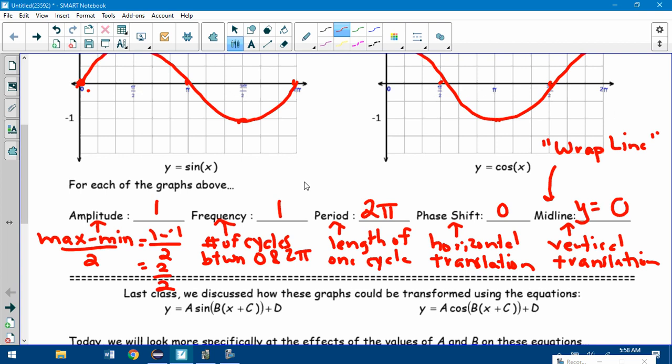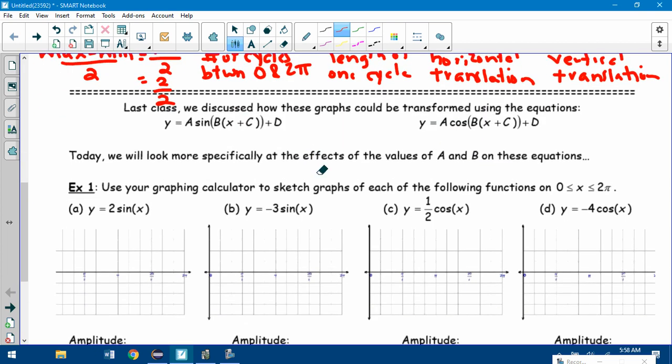Okay, so today we're going to look more specifically at the equations. And we're going to look at the effects of A and B in these equations. So it says using your graphing calculator, sketch windows of each of the following between 0 and 2 pi. It's a good idea for you to get practice sketching these. You want to be in radian mode. And the reason I know I want to be in radian mode is because my window is getting set up between 0 and 2 pi. So make sure you're in radian mode. And then with the trig graphs, if you can set up the window ahead of time, that will help you too.